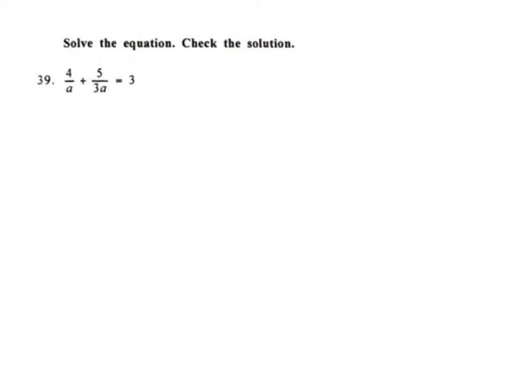All right, this video is 39, 40, and 41. We are solving the equation and we'll check our solution. Before we solve, we need to make sure we have a common denominator. I'm going to rewrite my equation.